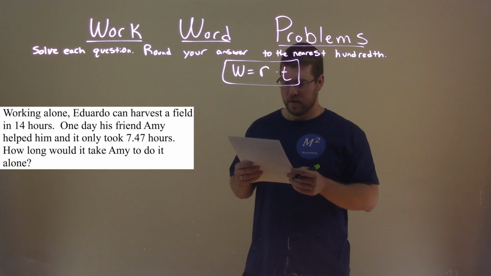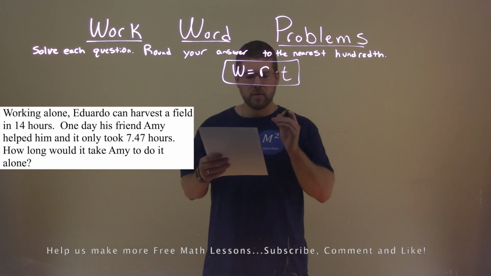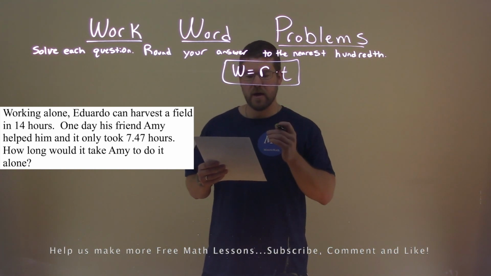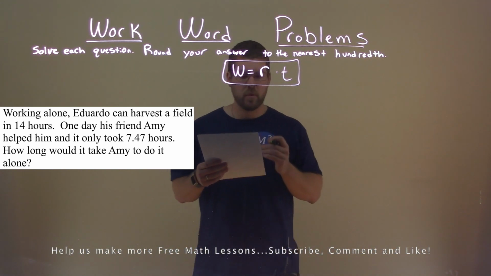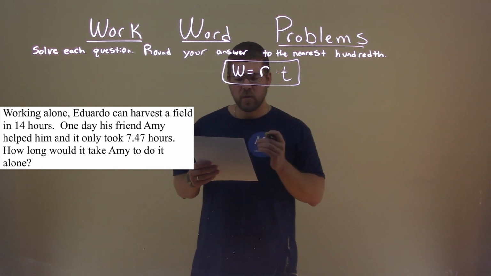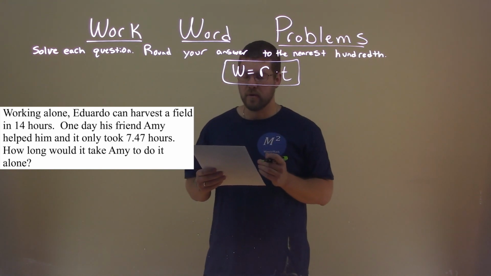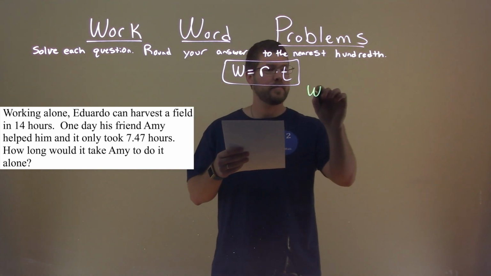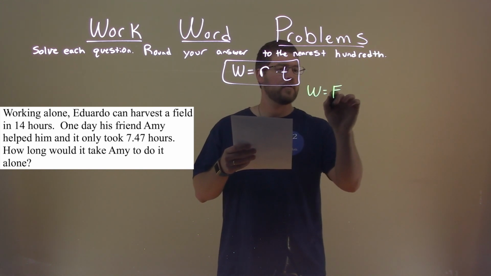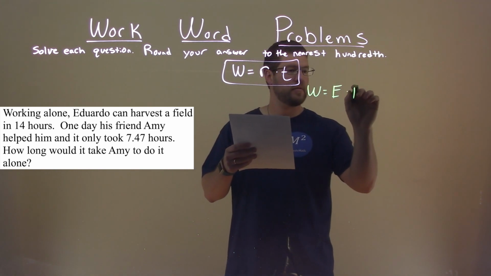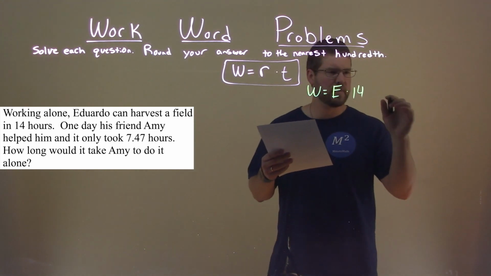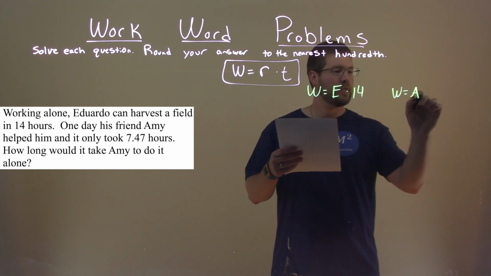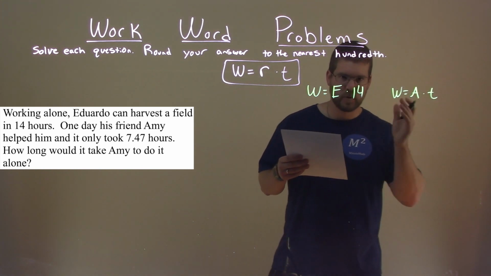We're given this problem right here. Working alone, Eduardo can harvest a field in 14 hours. One day, his friend Amy helped him, and it only took 7.47 hours. How long would it take Amy to do it alone? Well, what do we know here? The work of harvesting a field takes Eduardo, so whatever his rate is, times 14 hours. We don't know much about Amy, so her work, whatever it is, of harvesting the field is equal to Amy's rate times her time.